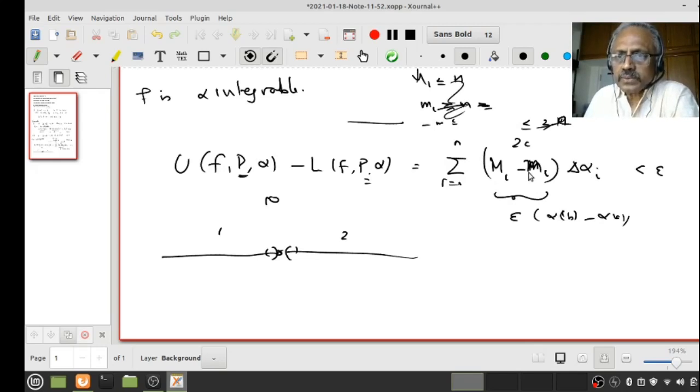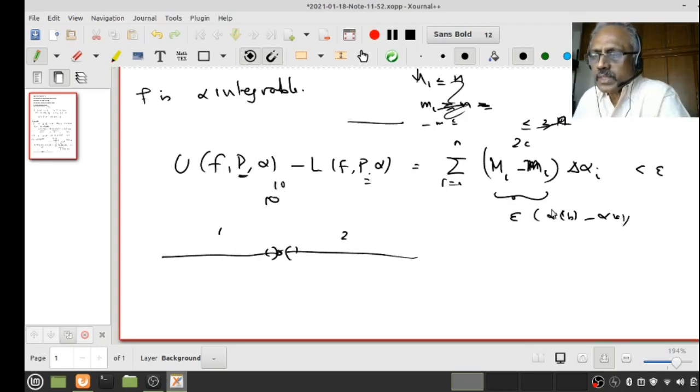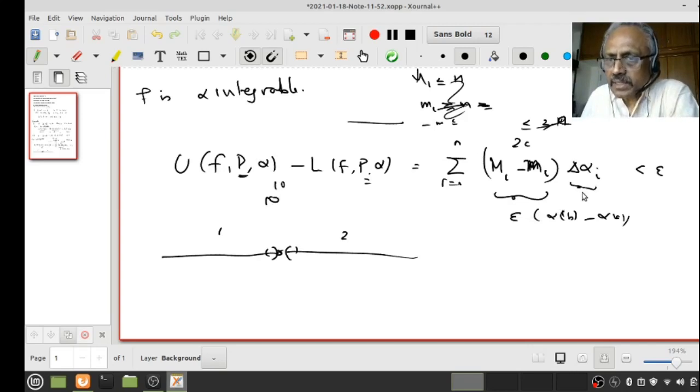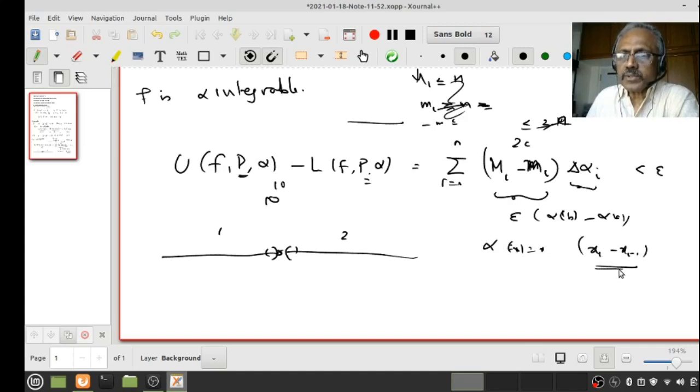Then what do I do? This c may be very large, like 10 minus 1, or it may be 10 to the power 10 minus 1. Okay, then what do I do? Then I try to control this delta alpha i. That is, when your alpha is equal to x, the identity function, this is the same as xi minus xi minus 1. That is, you try to make the length of these intervals very small.